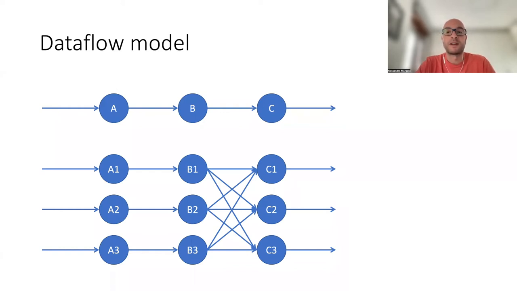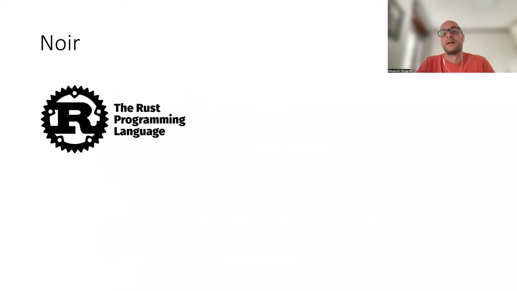Operators are deployed within threads that compete for CPU resources within each machine. They communicate using in-memory channels within one machine and TCP channels across machines. The model is suitable for both bounded datasets, so for batch processing, and unbounded datasets, what is typically called stream processing. While most existing platforms run on a Java virtual machine, Noir is implemented in Rust, a compiled language that provides a high level of abstraction at low costs.